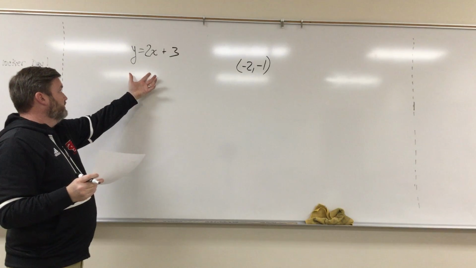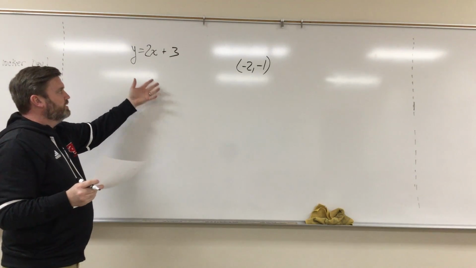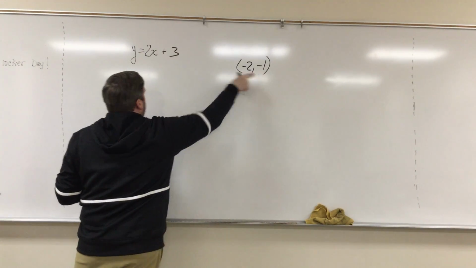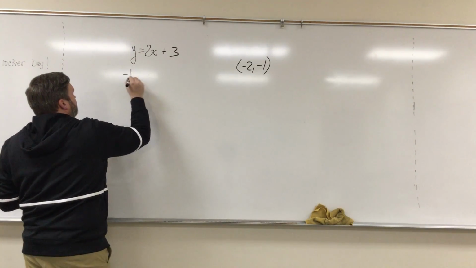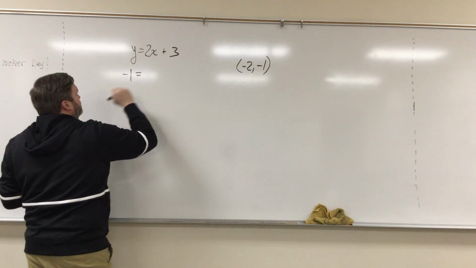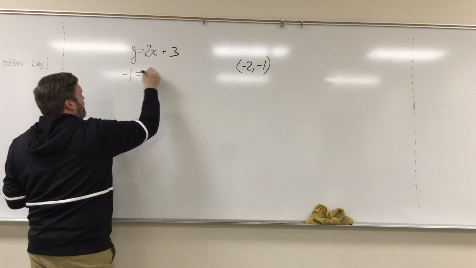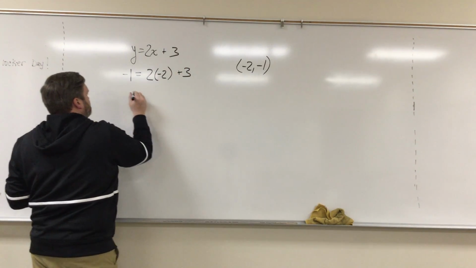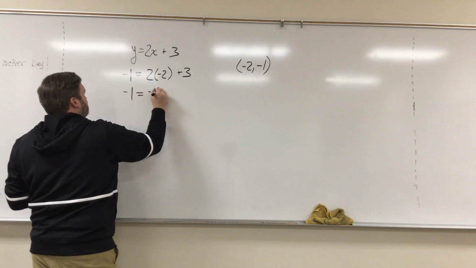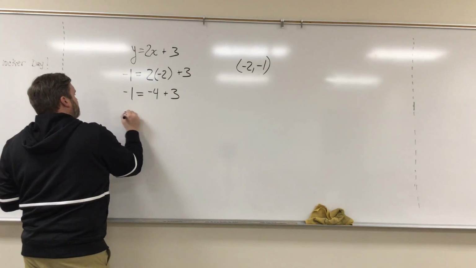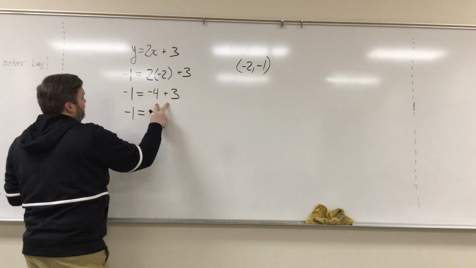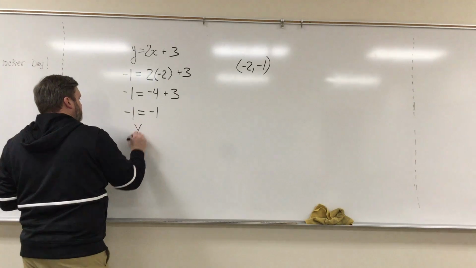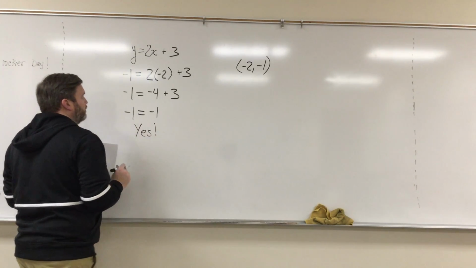We'll substitute in the x value and the y value. A true statement means yes, and a false statement means no. So y is negative 1, so I'll replace y with negative 1. 2 times x, which is negative 2, plus 3. So I get negative 1 equals negative 4 plus 3. Negative 1 equals, different signs, keep bigger and subtract, negative 1. So yes, this one is a point on the line.